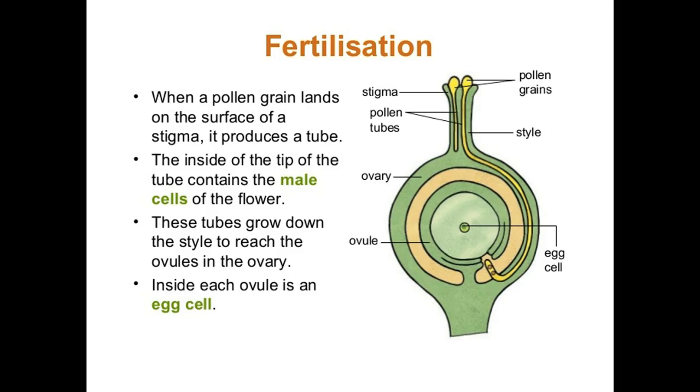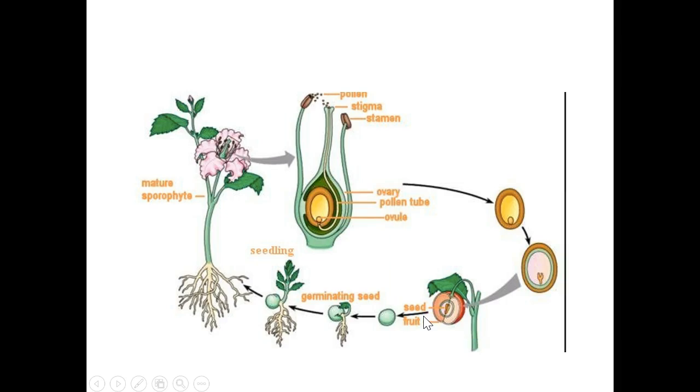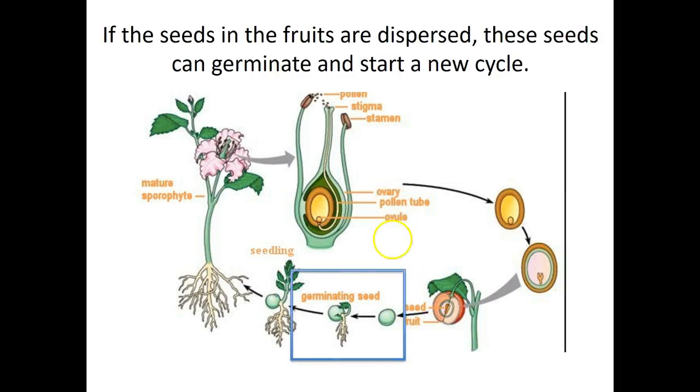What happens after that? Well, what will the ovule become? What will the ovary become? Do you remember? Well, let's take a look at the next slide. During fertilization, the ovules in the ovary become seeds. And the ovary swells, it becomes bigger, swells to become the fruit. And if the seeds are dispersed, these seeds can germinate under the right conditions where they have warmth, oxygen, and water, and start a new life cycle.